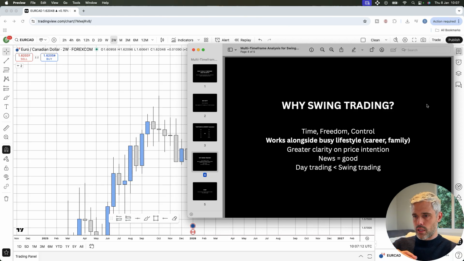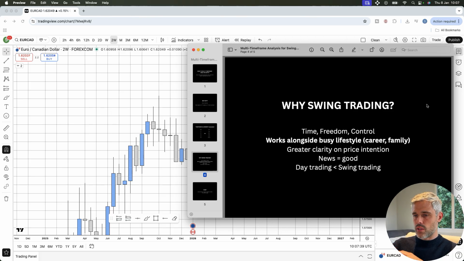I found swing trading to be a very nice way to balance trading amongst my everyday life. When I was working and had a career, I could still trade. I have a family, I have 2 kids, I can still trade. And I don't need to be pinned to the charts. I can look at the charts fairly infrequently and still take very good trades. So second point, it works alongside a very busy lifestyle for the reasons I just mentioned.